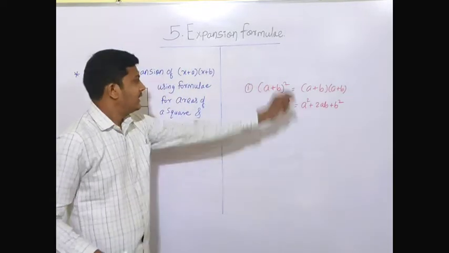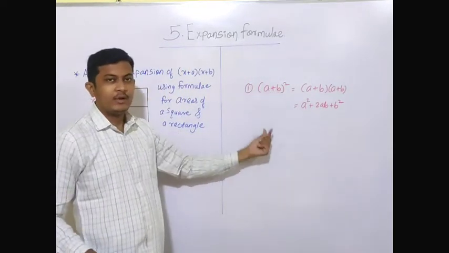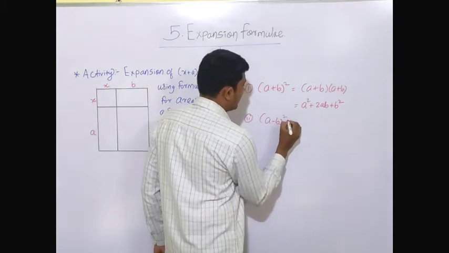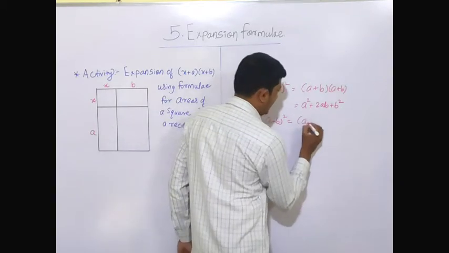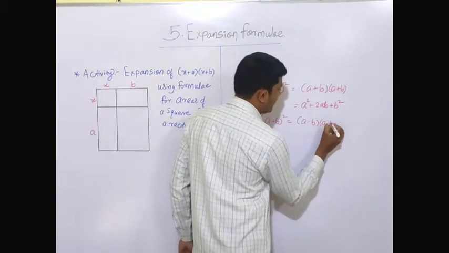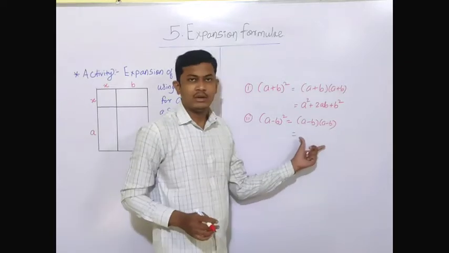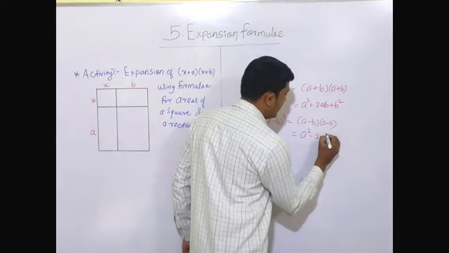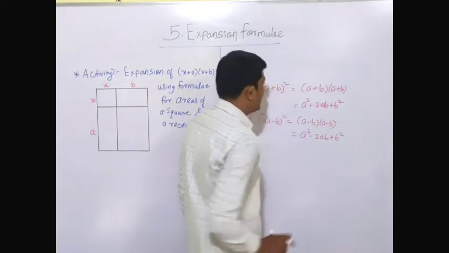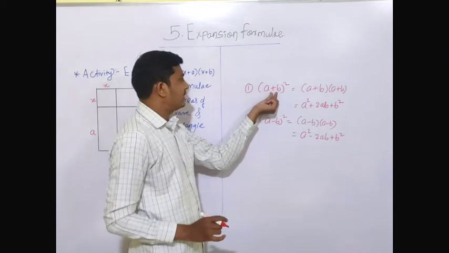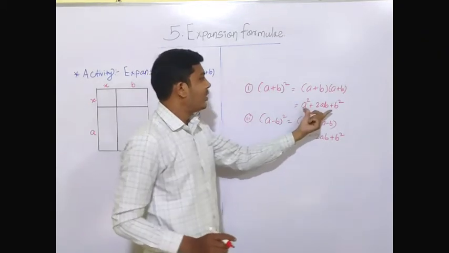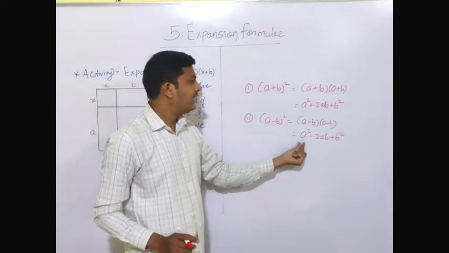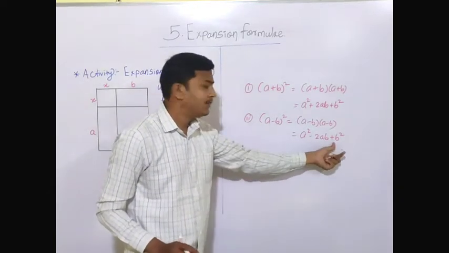In the same way, here is the plus sign. For the negative sign, that is (a minus b) whole square, what is it? (a minus b) into (a minus b). Here again multiplication of the two brackets. So the expansion is a square minus twice ab plus b square. If (a plus b) whole square is there, then all the signs are positive. If (a minus b) whole square is there, then alternate signs are there, that is positive, negative and positive.